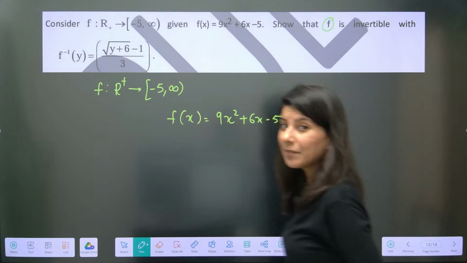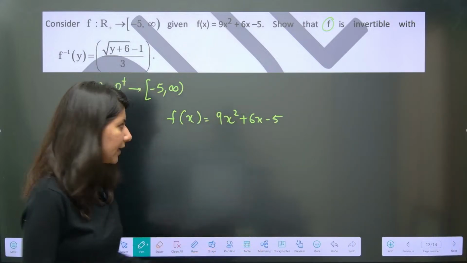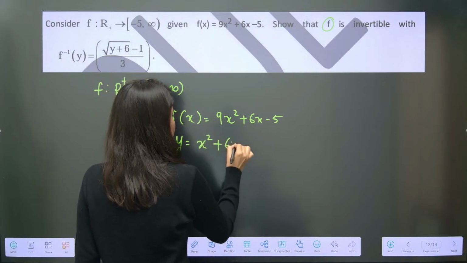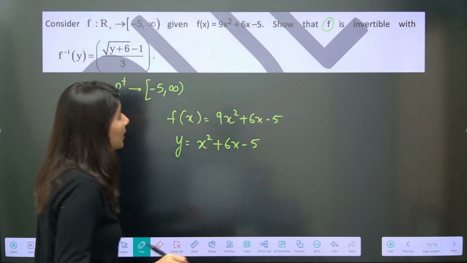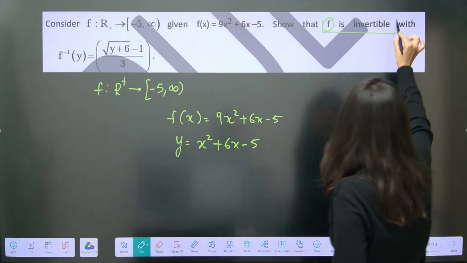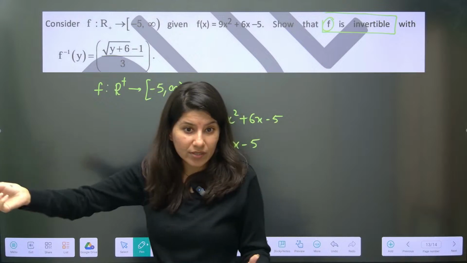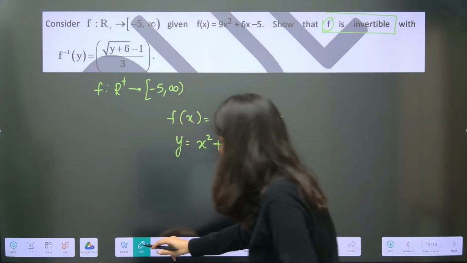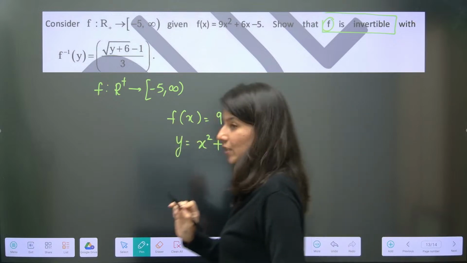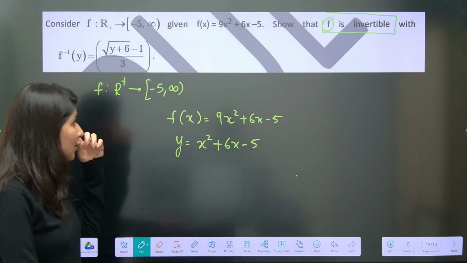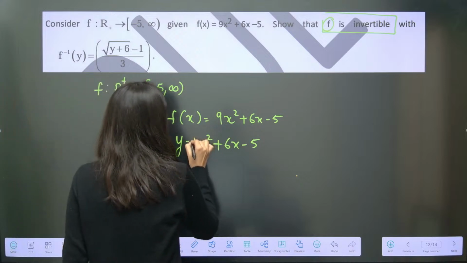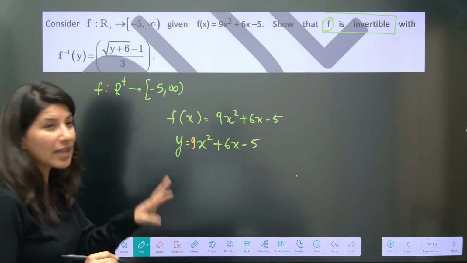Yes. Now this is a little bit on the trickier side. y equals 9x square plus 6x minus 5. This is your function, right? First of all, we have to show that my function is invertible and then find the inverse. This is a 5-marker question, so you have to write everything they are asking. First we need to check, show that f is invertible.